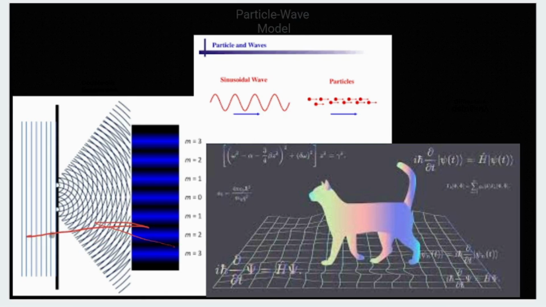Interference is the phenomenon that occurs when two or more waves overlap, leading to a new wave pattern. It is a direct consequence of the superposition principle, which states that the resultant wave at any point is the sum of two individual waves.